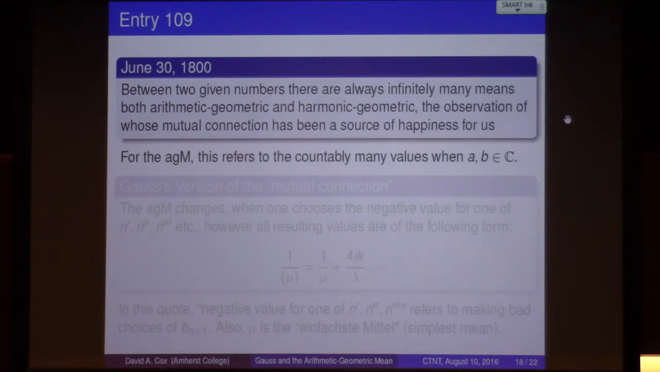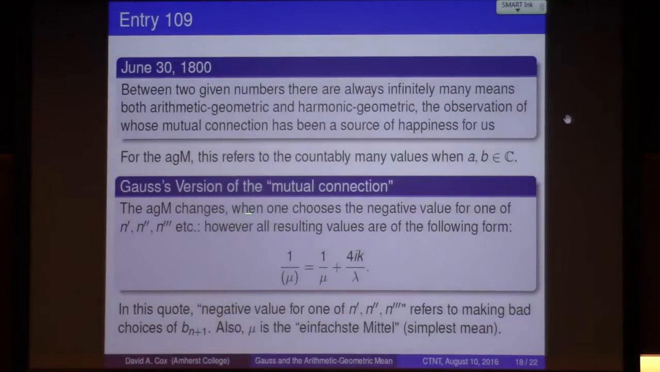Well, Gauss was sort of a little full of himself, but on the other hand, he was Gauss, so justified. So he really is talking about counting the many values that connect these, and the mutual connection, that's the theorem that we just finished proving, and here's his version of the proof. And it's not quite stated in total and complete generality. So it says the AGM changes when one chooses the negative value for one of the n prime, and double prime, and triple prime, those are basically n plus 1.